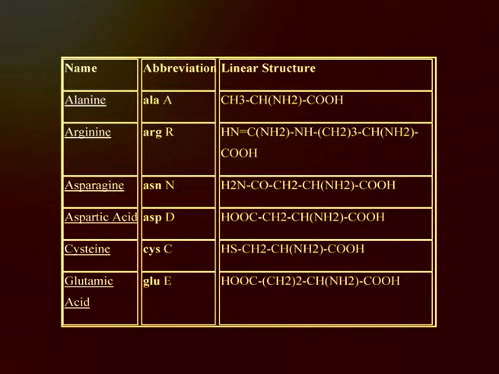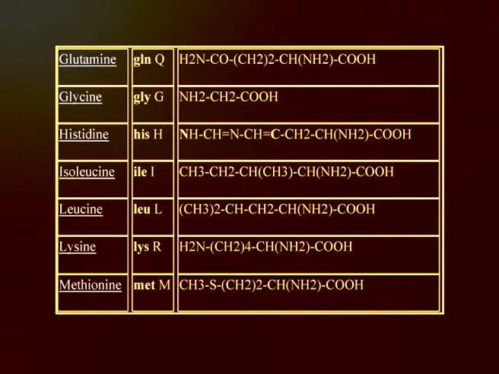Glutamic acid, GLU and the symbol E is used for it. Similarly, glutamine, GLN and the symbol Q is used. Glycine, GLY and we use G for it. Histidine, HIS and the symbol H is used for it. Isoleucine, ILE and the symbol is I.